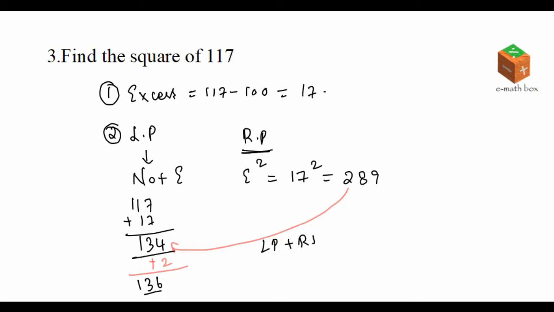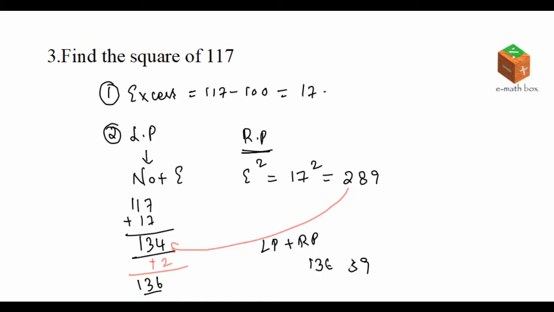So this is the square of 117. Sorry, it's not 13628, it's just 13689, because we have already given the borrow to the nearer number.